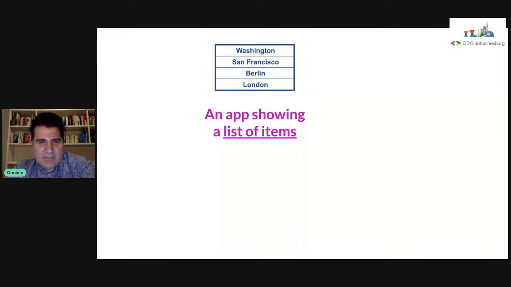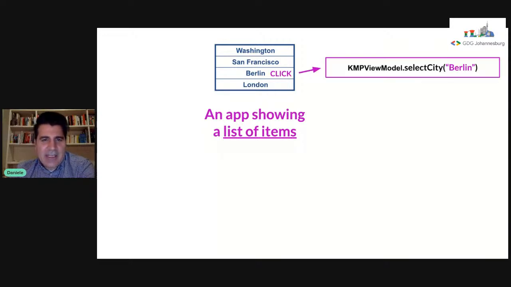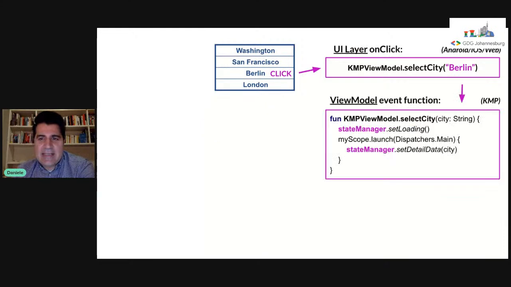So this is an app, even if it doesn't look like it, but think of it as an app with a list and several items. There is a user who is clicking on one item, let's say the city Berlin. What's happening now in our app is that we are calling an event. And as we said earlier, we define events as extension functions of the view model. And this is actually what it is. This select city is an event function, an extension function of the view model.